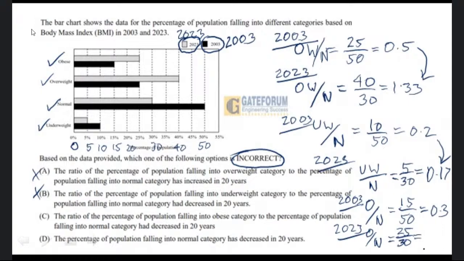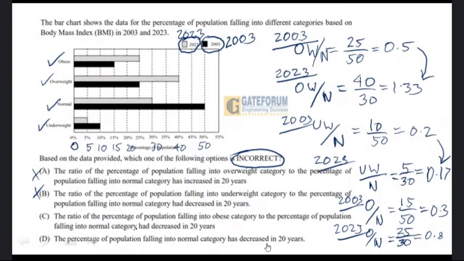25 by 30 would be 5 by 6, so that would be approximately equal to 0.17 into 5. So 0.8 something, something like that.